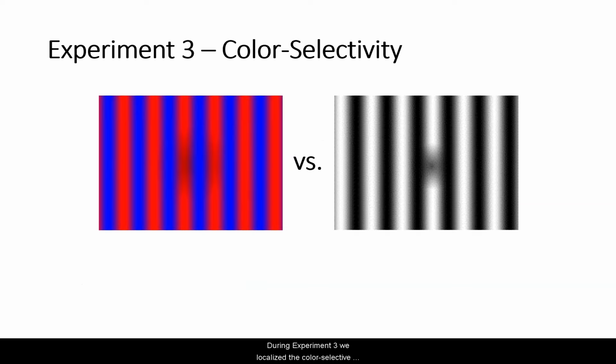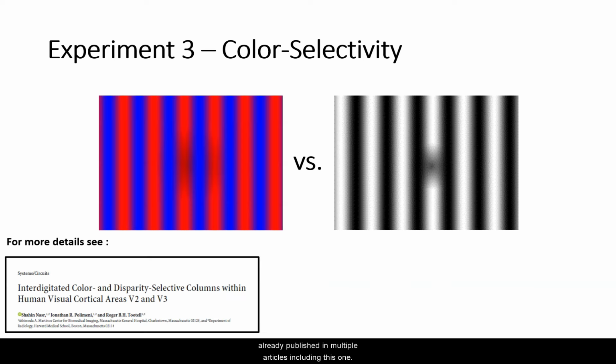During experiment 3, we localized the color selective areas in our subjects based on the response evoked by color varying versus luminance varying stimuli. This test was an important control because we did not expect to see any impairment, or at least any strong impairment, in color perception in our amblyopes. Also, color selective sites could be used to better define the border of motion and stereoselective sites, as we have shown in our previous publications.